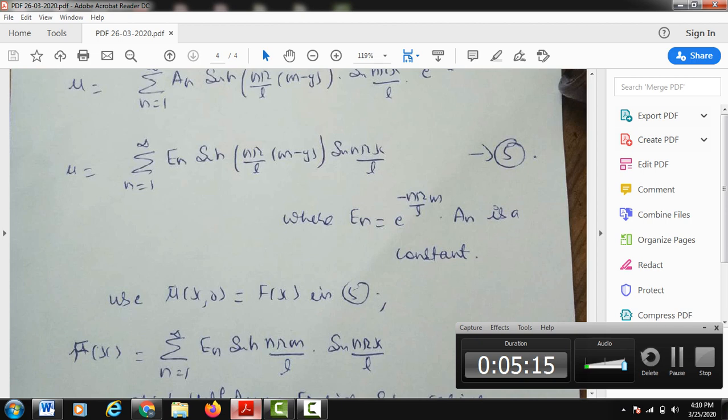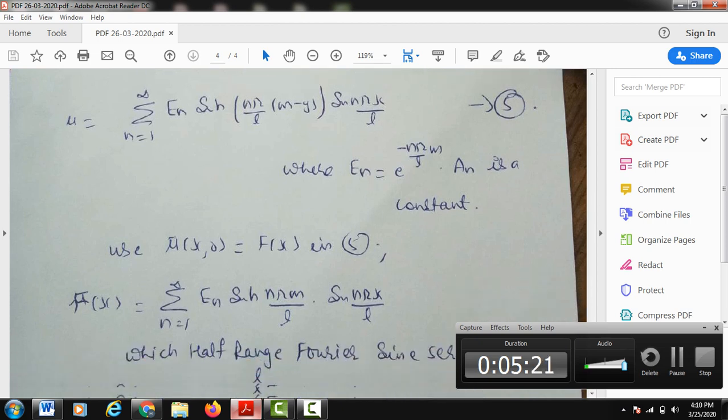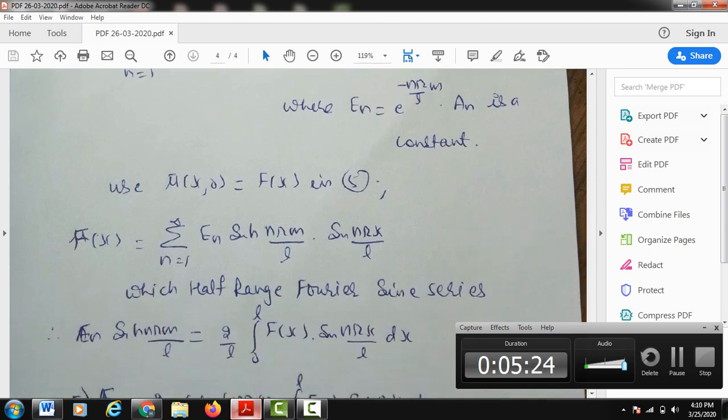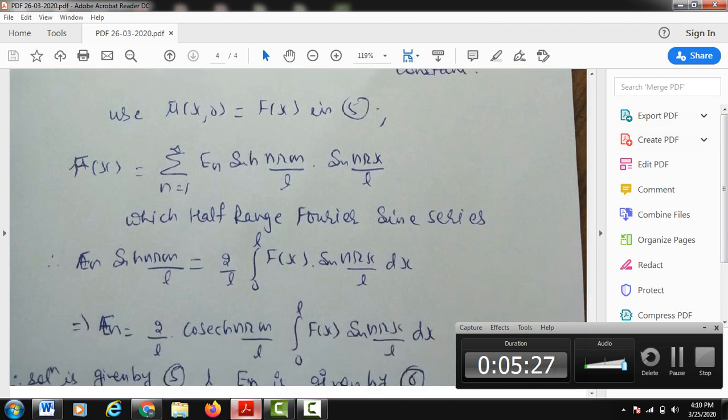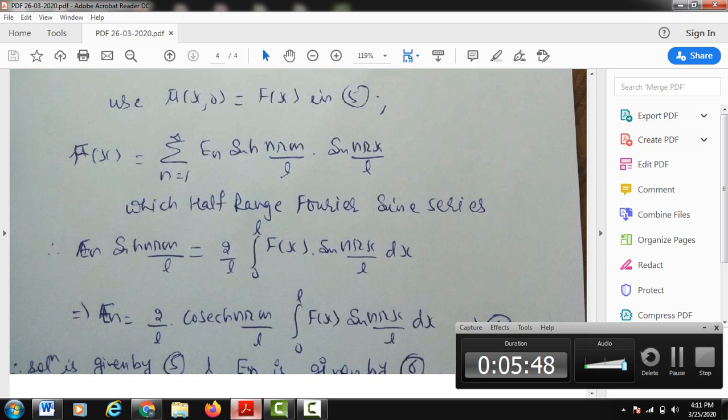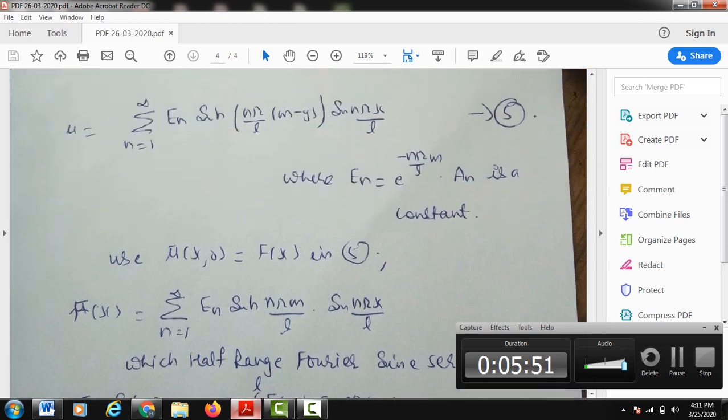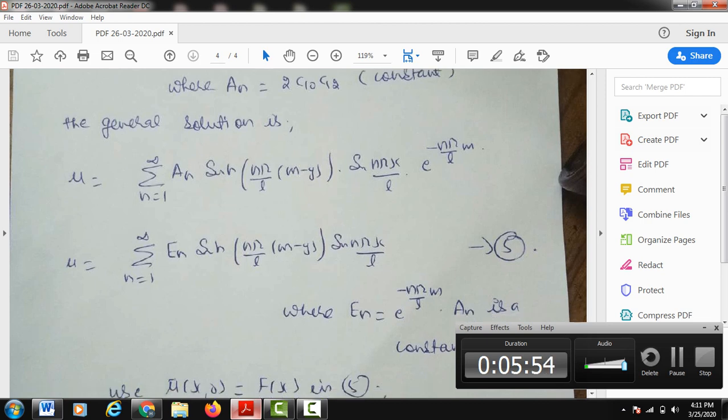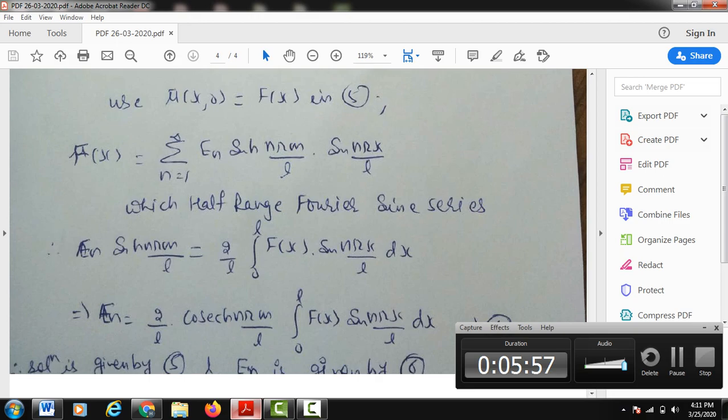The last condition is u(x,0) is f(x) in the fifth. If I put y equal to 0, I will get this one condition. This is your half range Fourier sine series where En into sinh n pi M over L can be given by 2 by L integral 0 to L f(x) sin n pi x over L dx, as I have discussed many times in my class. So from here En can be evaluated, that sinh factor will go into the denominator on the right hand side, that will become cosech, the reciprocal of sinh. Therefore the solution of the given Laplace equation is given by equation number 5, and in 5 we have another factor En which is calculated by equation number 6.